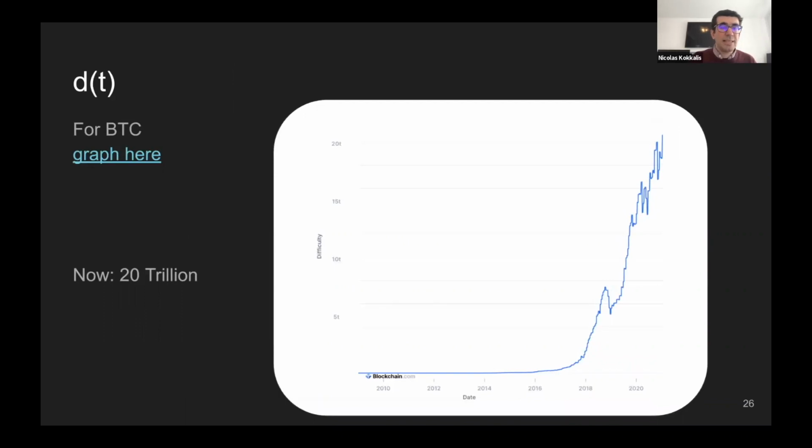And this is the difficulty. The difficulty follows a similar graph to the hashes per second, because the more hashes per second, the higher the difficulty needs to be adjusted to be. So it's a little bit of a delayed version of the other graph.